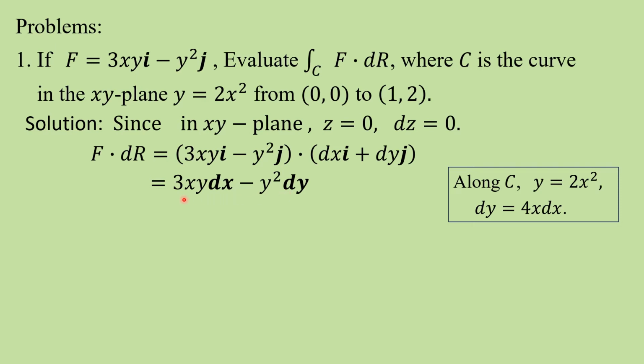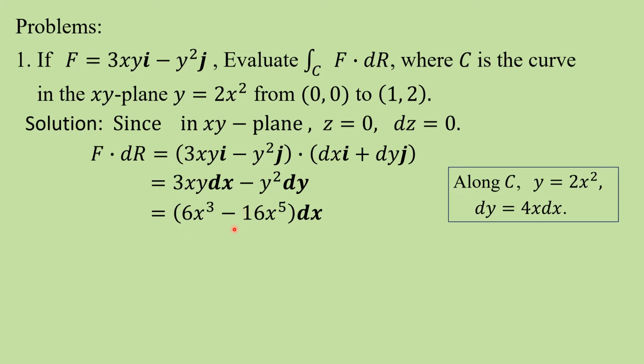If I substitute that, 3x into 2x square gives 6x cube. y square into 4x dx: y square is 2x square the whole square, that gives 4x power 4, into 4x dx, that is 16x power 5 dx. So I can write dx common. This simplifies, first you simplify the dot product between f and the displacement vector dr, which is now simply a function of x, which means it is a simple real integral.